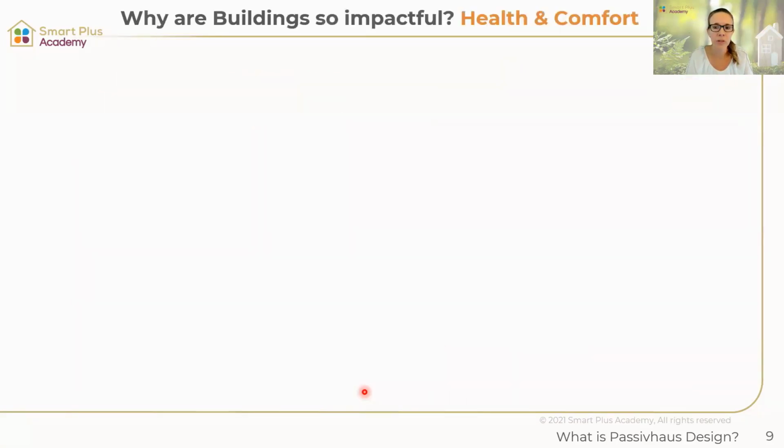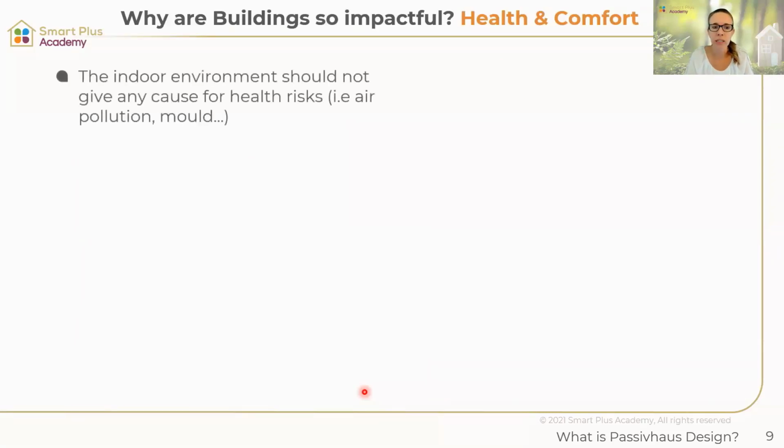Good. Now let's have a look at health and comfort a bit deeper. The indoor environment should not give any cause for health risks. So we shouldn't have any air pollution in our buildings. We shouldn't have any mold risks. And on the other hand, the indoor environment must also be comfortable. Why is comfort such a big thing? Why am I talking so much about comfort?